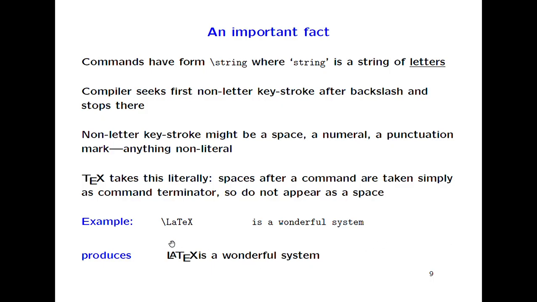Now, let's look at this example. \LaTeX is a wonderful system. This is what will happen: LaTeX is a wonderful system. If you observe, there is a space in the first example here, but in what is produced, there is no space there. So that is how LaTeX behaves. It doesn't allow space, but then there is a way to sort it out so that the sentence can make meaning.